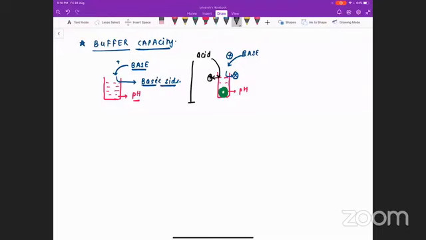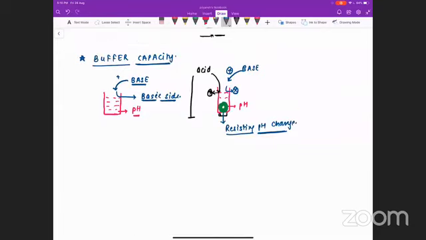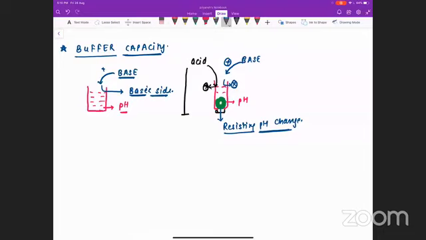This is the property of this particular molecule which I have drawn in green color. What this molecule is basically doing is resisting the pH change. This property of resisting the pH change is known as buffer capacity. So buffer capacity is any molecule's resistance to pH change. Resistance to pH change is called buffer capacity in simple words.